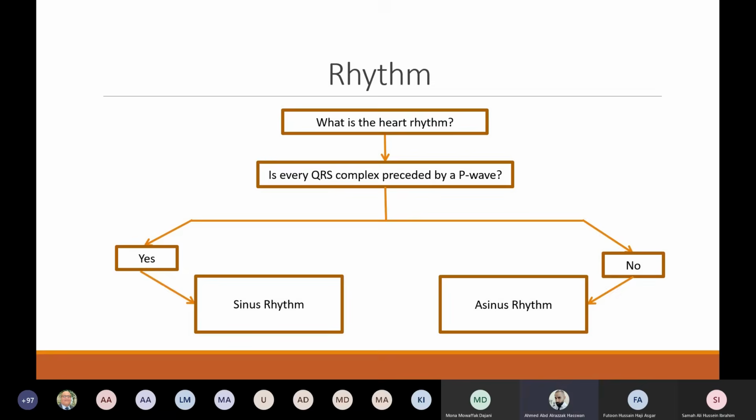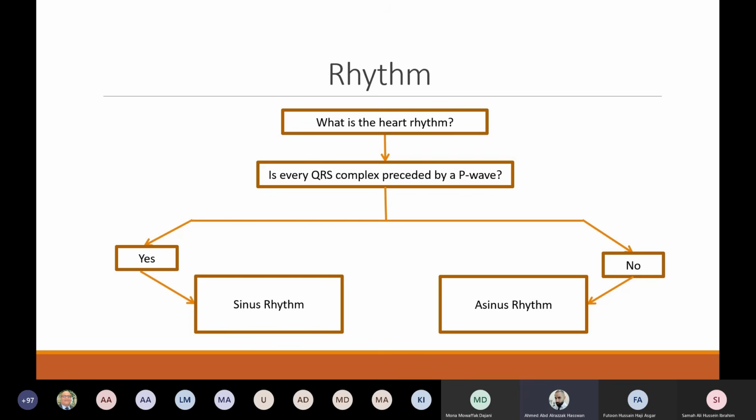Then now we have the rhythm. In the rhythm, there is one important point in the ECG that we have to comment on. The rhythm here is not just saying regular or irregular. The rhythm in the ECG is saying, is this sinus or asinus rhythm? And what is that? It means, is the heart electricity originating from the SA node, or is it originating from somewhere else, from an abnormal area, whether it's the AV node or maybe an abnormal electrical focus?